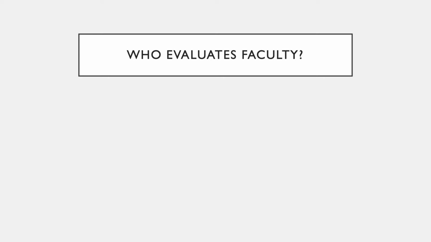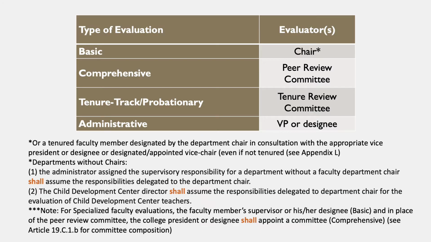So, who evaluates faculty? Well, faculty are evaluated in different ways. In a basic evaluation, it's actually just done by the department chair. The chair can evaluate the faculty member, or they can designate a tenured faculty member to do it on their behalf. For a comprehensive evaluation, there is actually a peer review committee that's formed. And for a tenure track probationary committee, there's a tenure review committee that's formed. For an administrative evaluation, it is the VP or their designee who performs the evaluation.